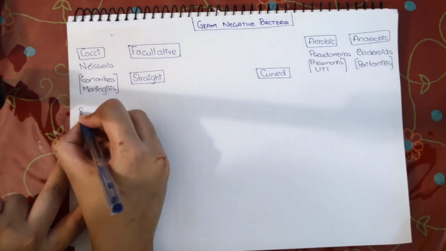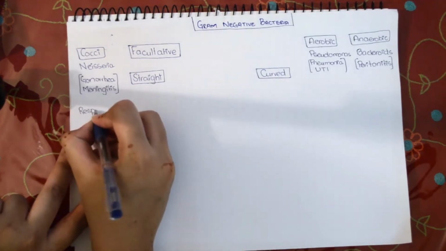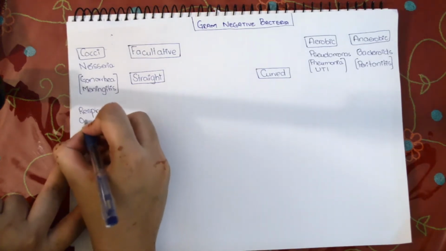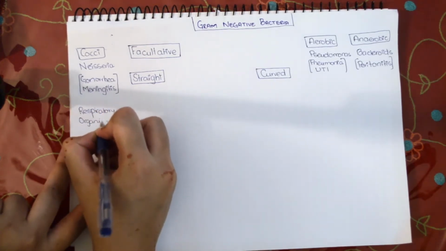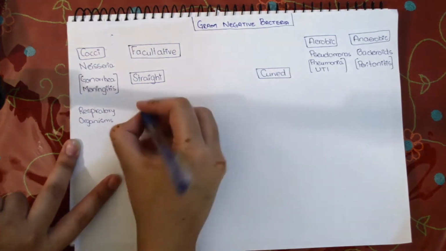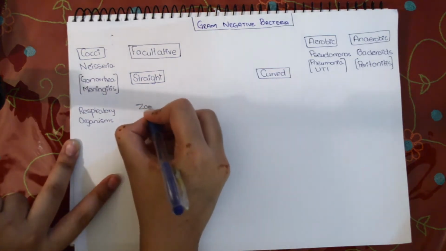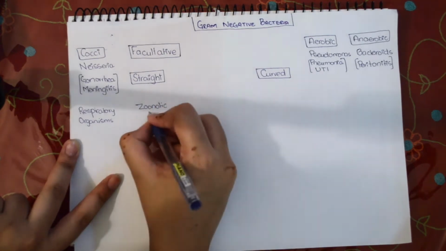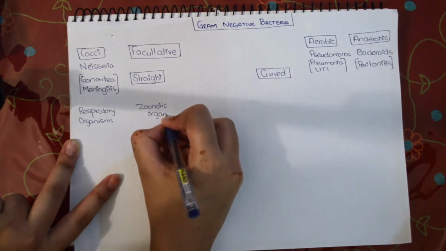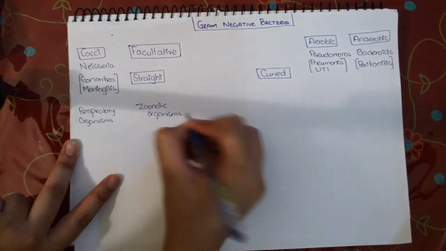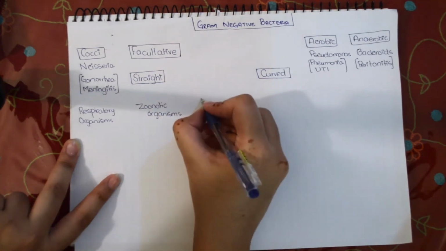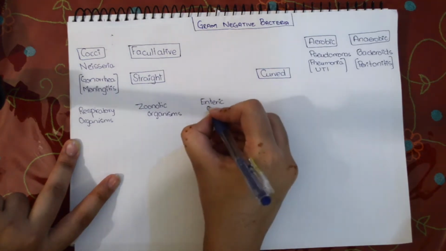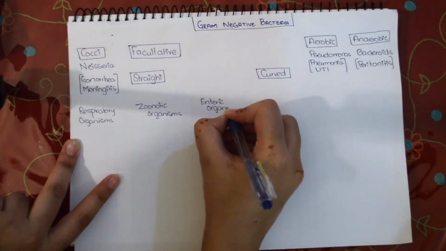The straight facultative gram-negative bacteria can be divided further into respiratory organisms, zoonotic organisms, and enteric organisms.